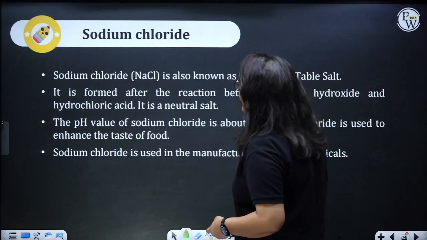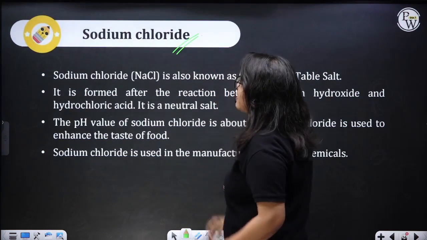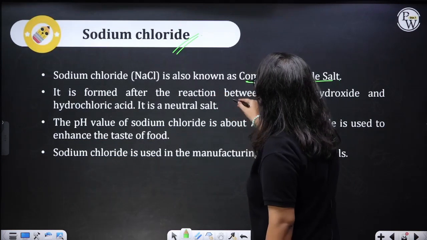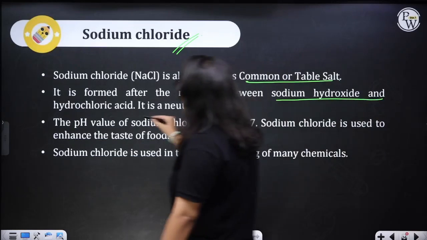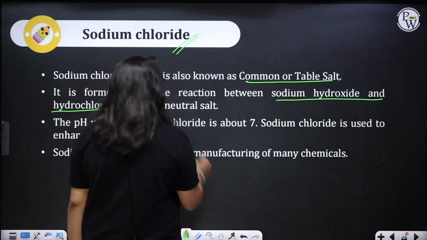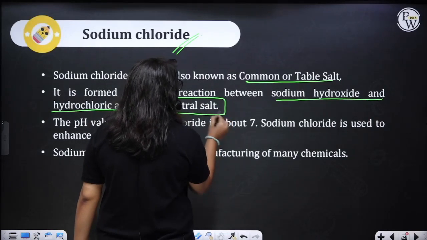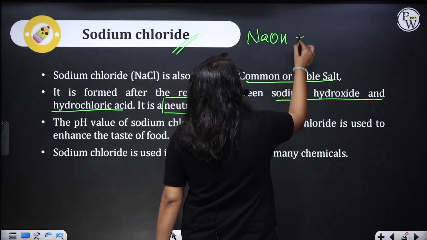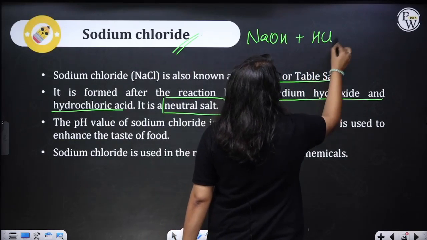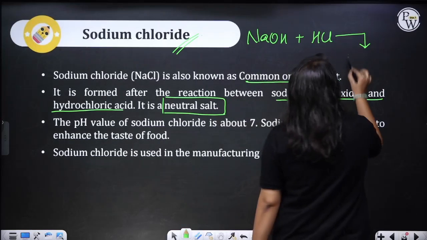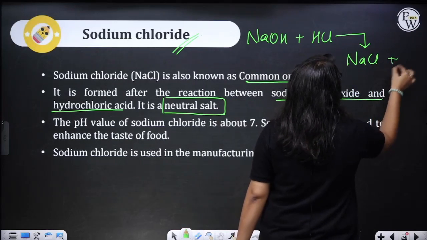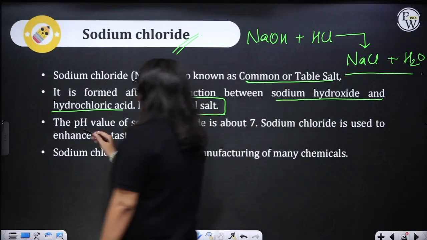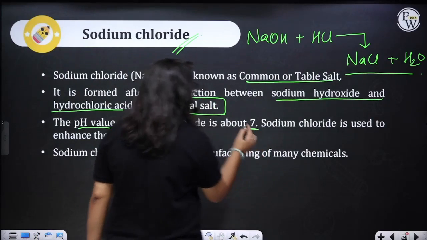So let's now learn a little about sodium chloride. This sodium chloride is also known as common salt or table salt. It is formed after the reaction between sodium hydroxide and hydrochloric acid. We already know this, and it is a neutral salt, right? I hope you know why it is a neutral salt, because sodium hydroxide is a strong base. It interacts with a strong acid, which is hydrochloric acid, and what we get is sodium chloride plus water. Clear? Now the pH value of sodium chloride is about 7, because it is neutral.